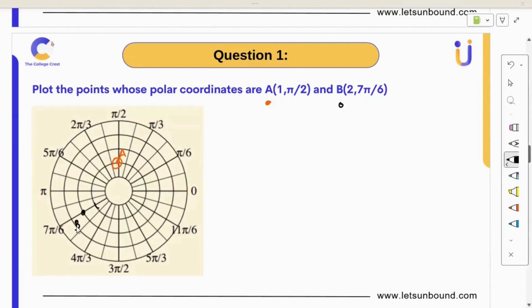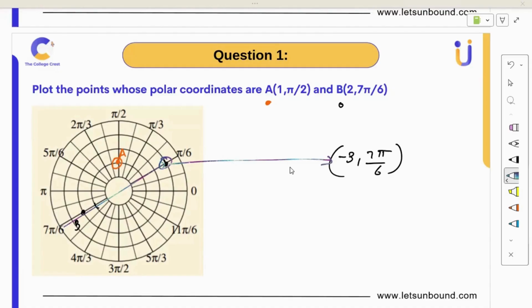Right? That's simple. Now, what if I give you negative 3, 7 pi by 6? What will you do? 7 pi by 6, of course, it's there. But on that pole, I will move opposite to that. 1, 2, 3. Okay, so this is minus 3, 7 pi by 6. I will move away from that 7 pi by 6, in this direction.